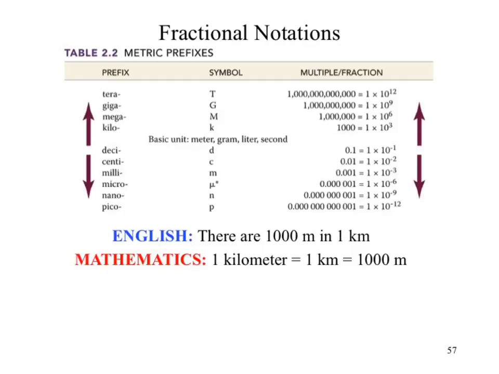So, the English, everybody should be relatively familiar with. There are 1,000 meters in 1 kilometer, which we could then switch to mathematics. 1 kilometer equals 1 km, or 1,000 meters. Those on their own are kind of defined units. We can't do anything per se with those. So what we want to do is somehow convert that into a fraction. How could I convert that into a fraction?